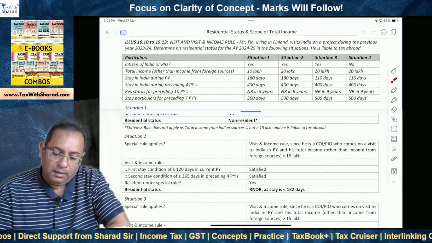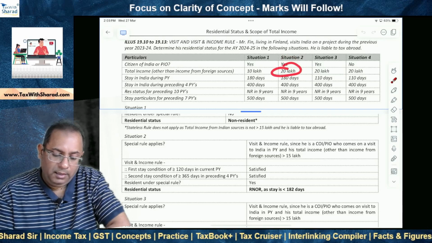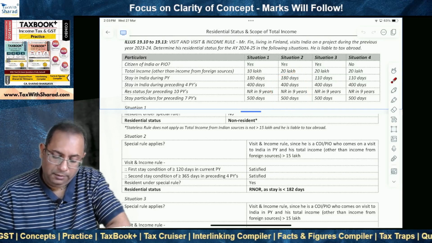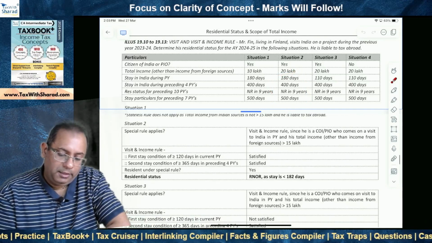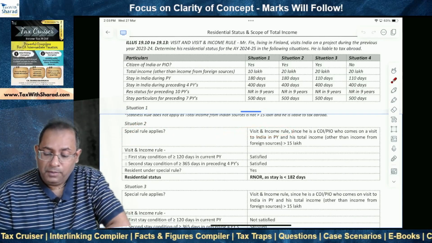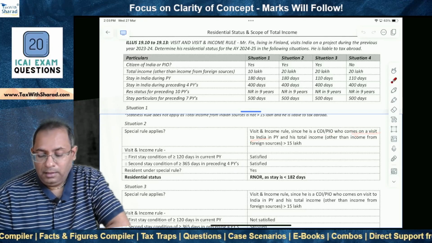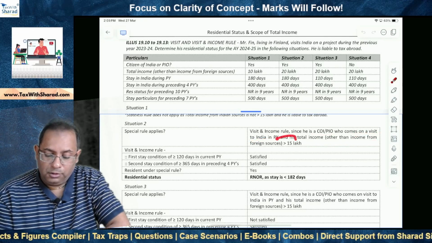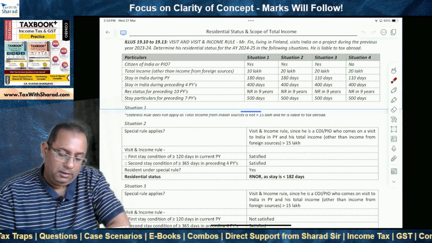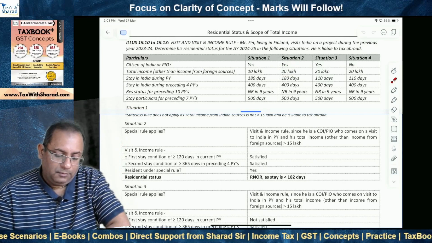Situation 2. Citizen of India or PIO, yes. Total income other than income from foreign sources is 20 lakh, and rest everything remains the same as it was in situation 1. So first step, check whether a special rule applies. The visit and income rule applies. Why? Because he is a citizen of India or PIO who comes on a visit to India in the previous year, and his total income other than income from foreign sources is more than 15 lakh, because it is given 20 lakh here. So under the visit and income rule, there are two basic conditions for becoming a resident.